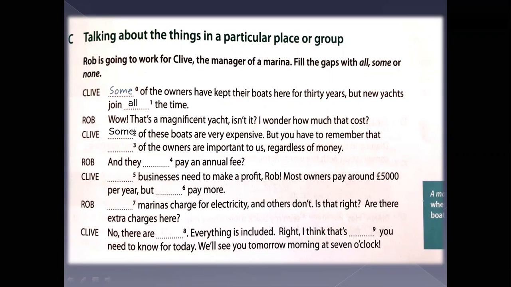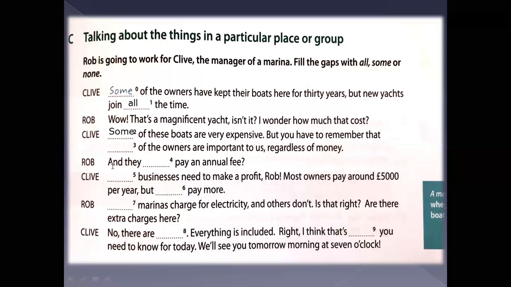Some. I think it can also be all, right? Some of those boats are very expensive. Yes, it can be. I think some makes more sense. Yeah. All. I think we can also put none. Yes. None are very expensive. Yes, actually, we can fit three of them. But you have to remember that the owners are important to us, regardless of money. All of the owners are important to us, regardless of money. Or some of the owners, or none of the owners are important to us, regardless of money.